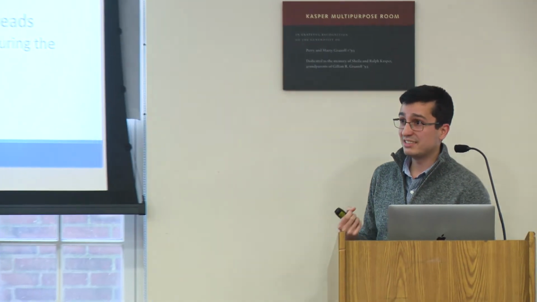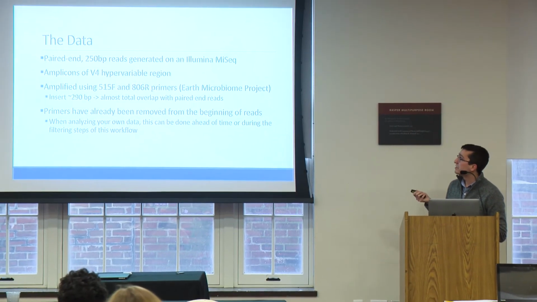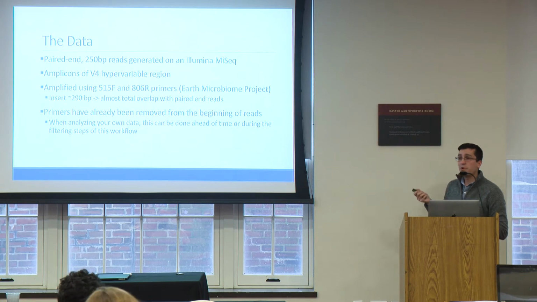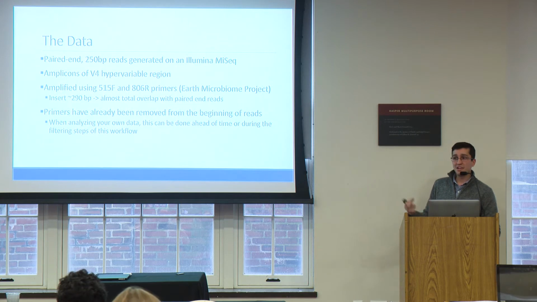So the data that we're going to be using today are paired end 250 base pair reads generated on an Illumina MiSeq. And they're amplicons of the V4 hypervariable region of the bacterial 16S rRNA gene. And they're amplified using the 515F and 806R primers. So these primers are very standard. They're probably the most commonly used primers to amplify 16S. And they're published through the Earth Microbiome Project. So if you want to use these primers, you can go on the Earth Microbiome Project website, and they have all of the primers there for you.